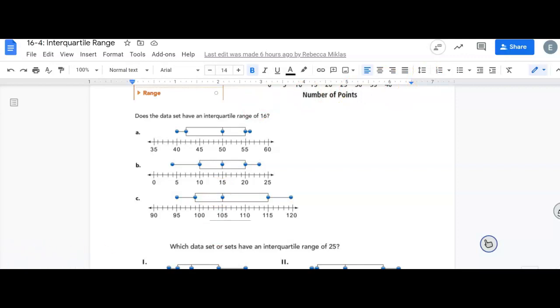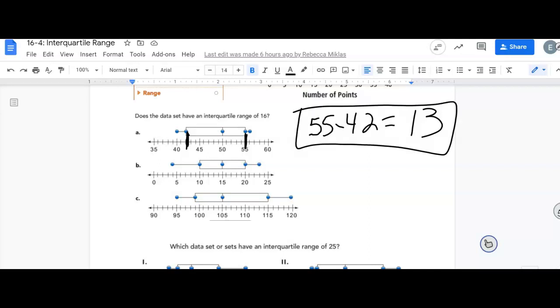Okay, for letter A, in that box plot, does it have an interquartile range of 16? Braden? No, what is it? 13. Someone show us how we get 13. Max? Subtract the first quartile from the third quartile. Okay, so it's 55 minus 42. If you don't have this written down on your paper, please do so. Quartile 3 minus quartile 1.